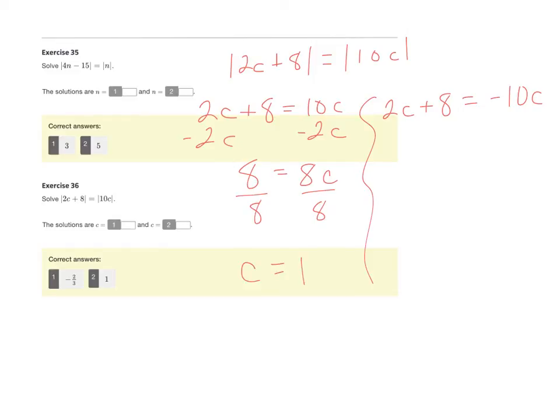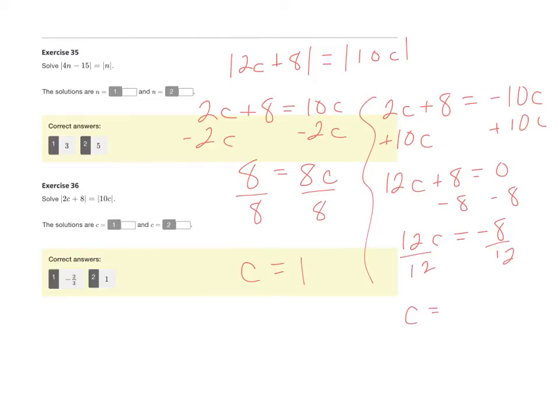Over here on the right, I'm going to add 10c to both sides. That gives me 12c plus 8 is equal to nothing. Minus 8 from both sides, that gives me 12c is equal to negative 8. Divide both sides by 12. I get c is equal to negative 8/12, which we can simplify into negative 4/6, which can simplify into negative 2/3.